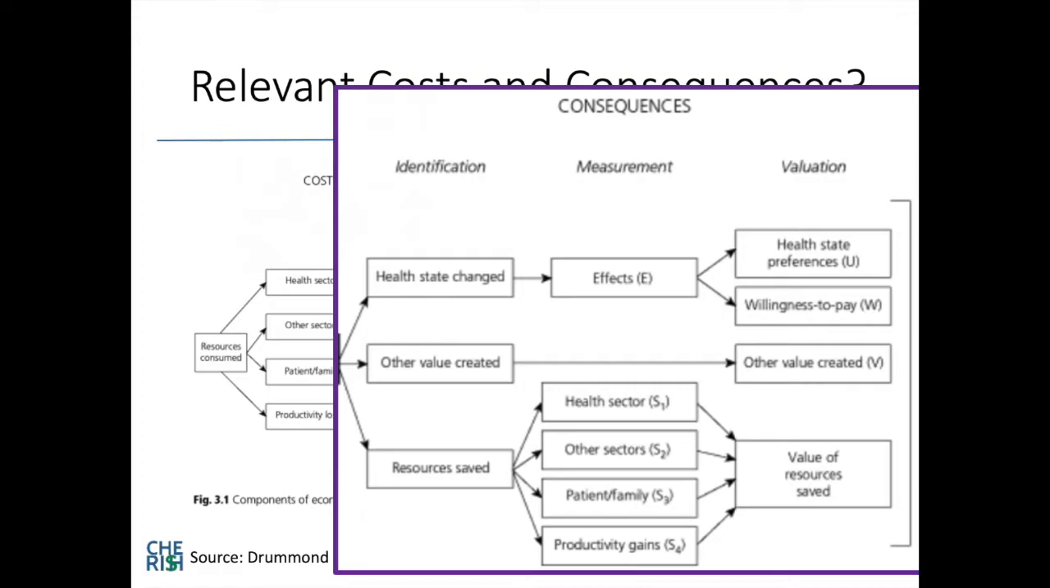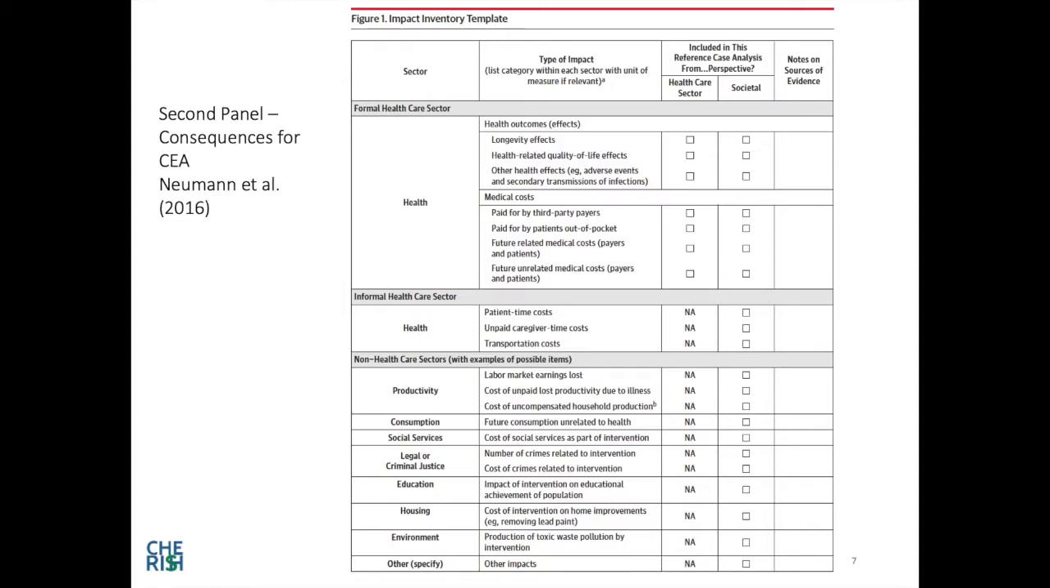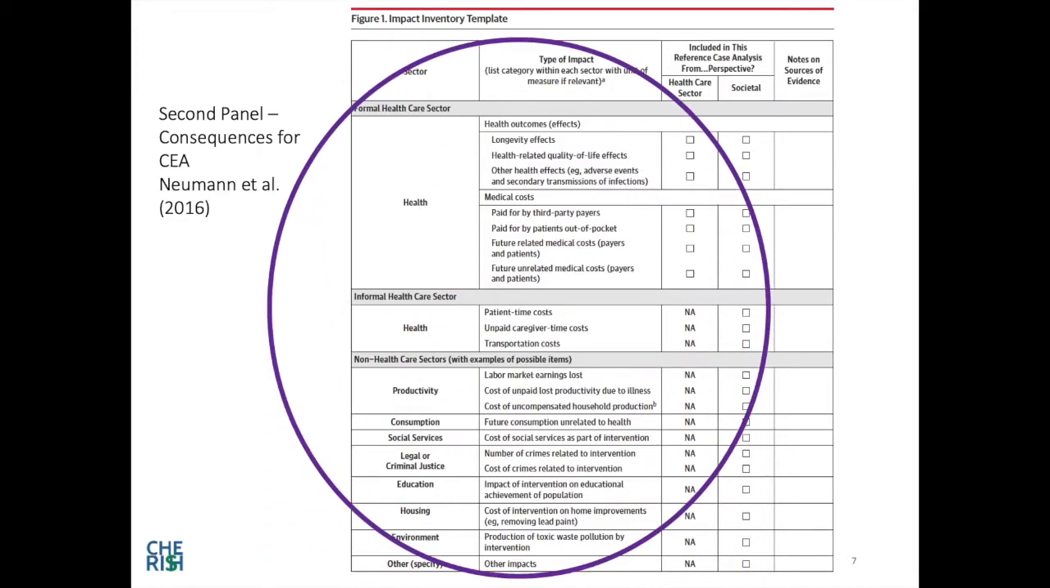Here, we are thinking about the resources saved or reductions in costly outcomes, such as criminal activity, that translate into economic benefits of the program. This matches to the impact inventory in the second panel on cost effectiveness in health and medicine. Just another illustration of how we are broadening the cost effectiveness analyses framework to incorporate the societal perspective, thus creating an overlap with many elements included in a CBA.